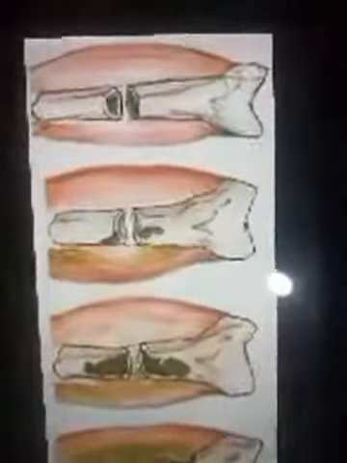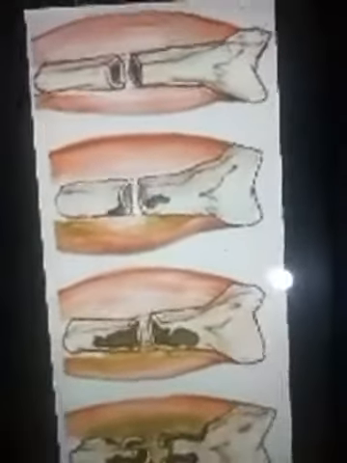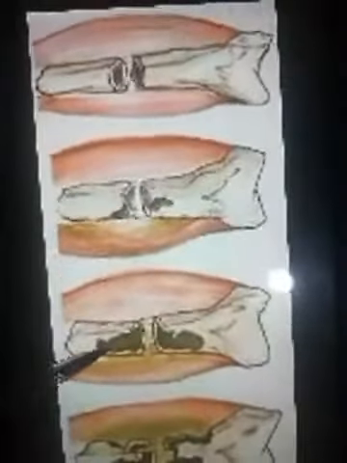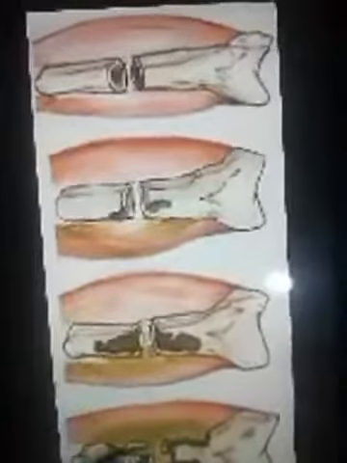Okay, so this is also an example of osteomyelitis. You can see the greenish region here indicating osteomyelitis.